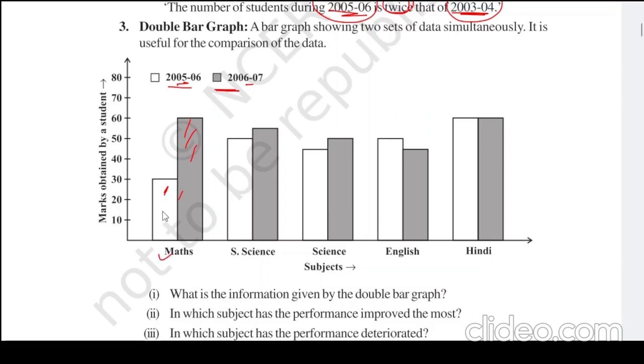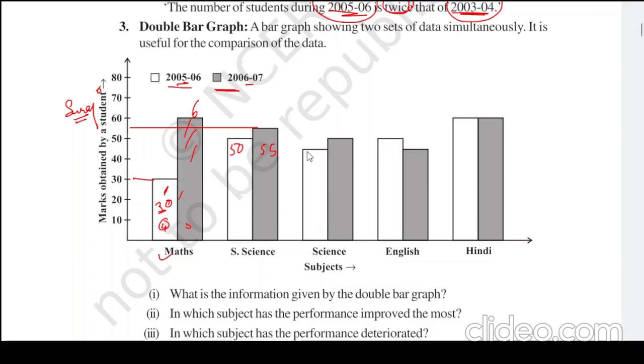Number of marks scored by a student in maths in 2005-6 was 30. For example, the name of the student is Suraj. So Suraj has scored 30 marks in maths in 2005-6. Maybe he was in class 4th. When he is in class 5th, he is scoring around 60 marks in maths. Again, the performance of Suraj in science in 2005-6 is around 50 marks, and in social science in 2006-7 he is scoring about 55 marks.